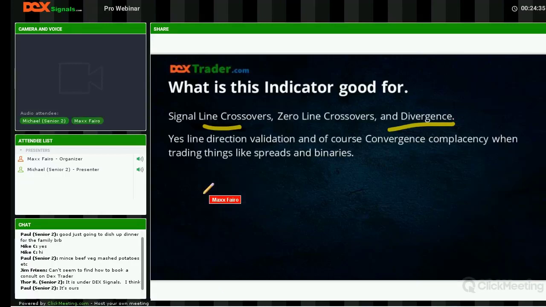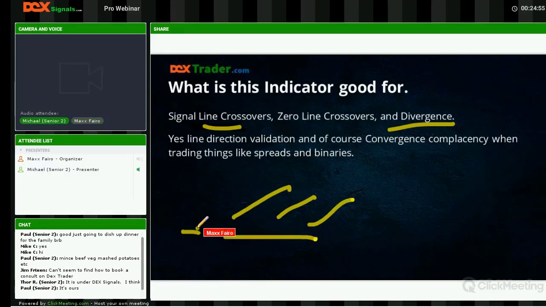There's a fourth one, where all three lines are pointing up. And I call this a directional convergence, when everything is facing in the same direction as the system is going. You're looking for trend value. You're looking for complacency within the trading. You can use this in spreads and binaries.